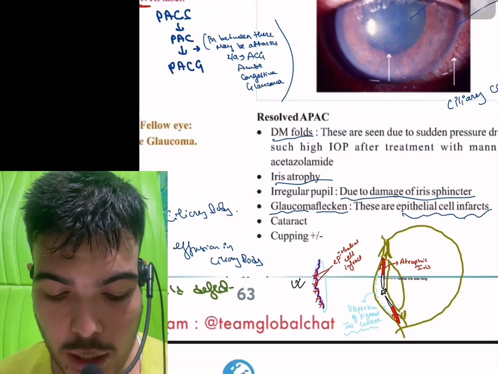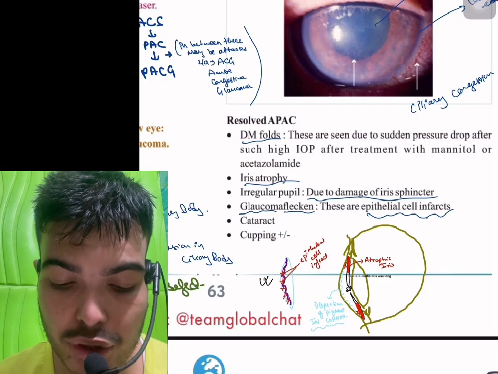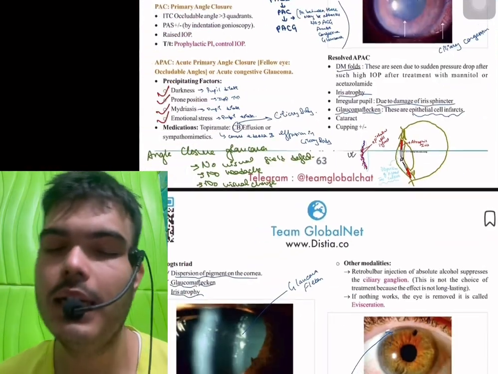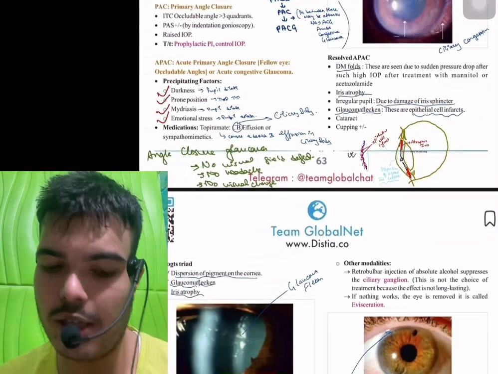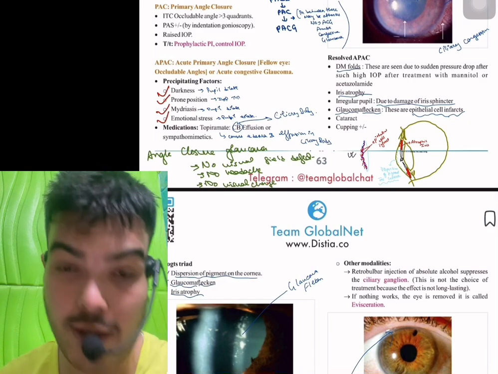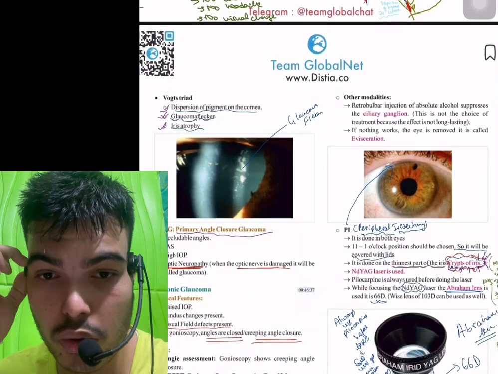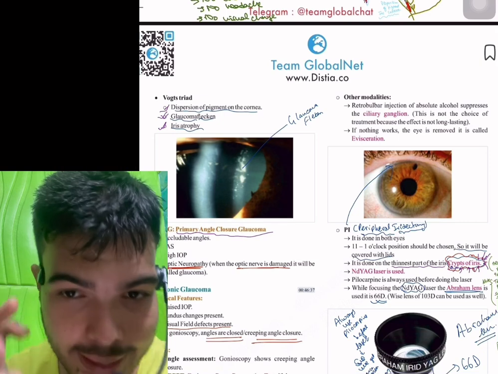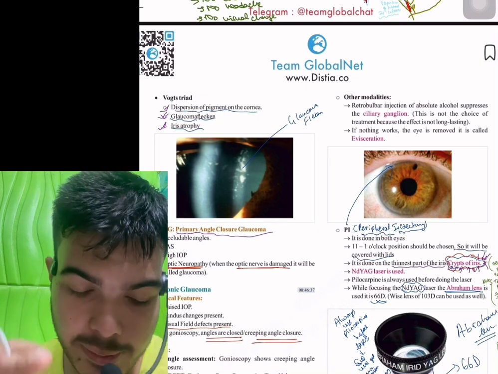In the cornea, glaucoma flecken, cataract is a Vogt triad. Vogt triad means glaucoma flecken, dispersion of the pigment of the cornea, and of course there will be iris atrophy. Okay, please don't forget. I had forgotten it, so you don't forget. I should also not forget. Glaucoma flecken, corneal edema, dispersion of the pigment of the cornea.